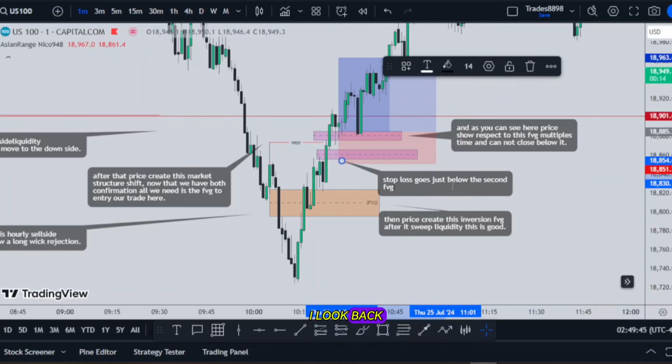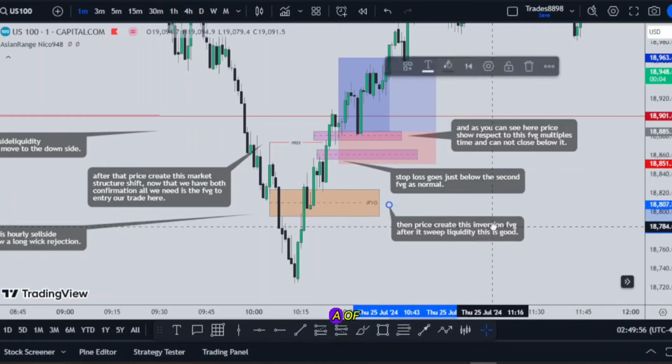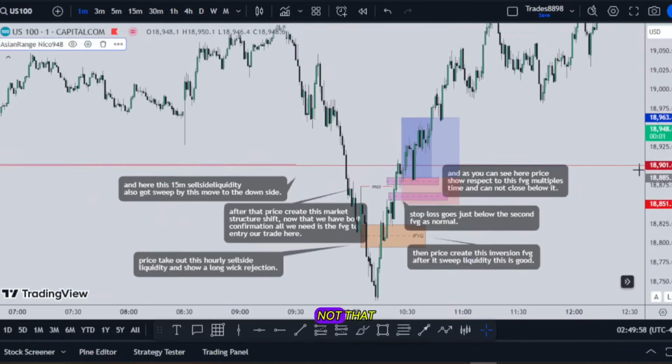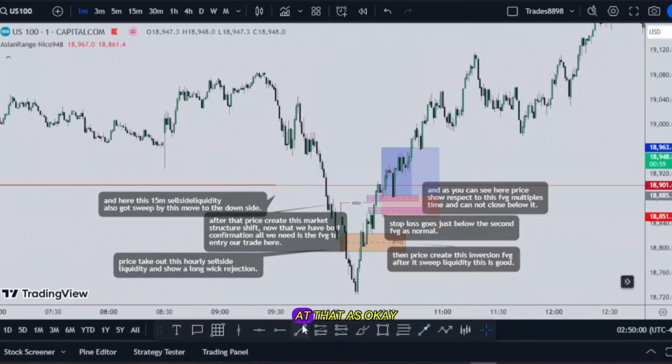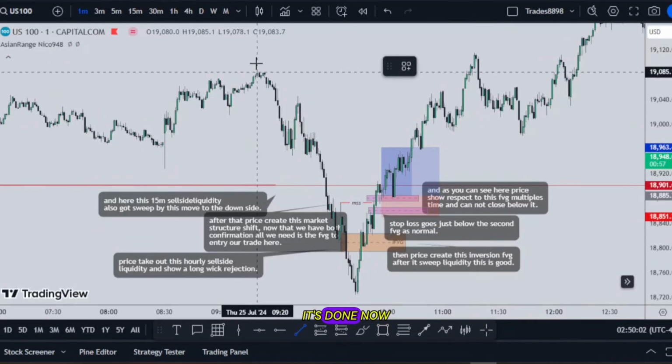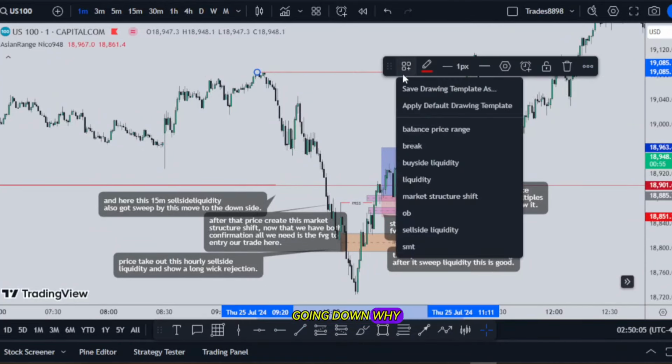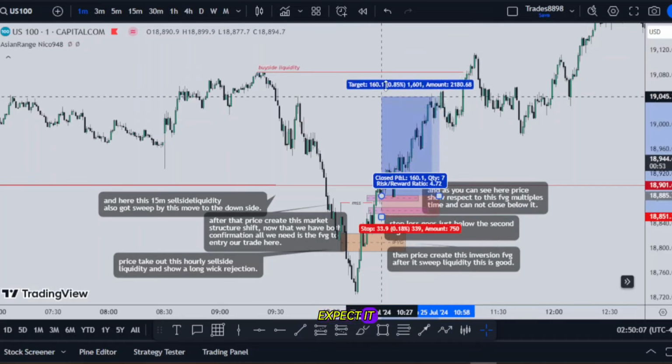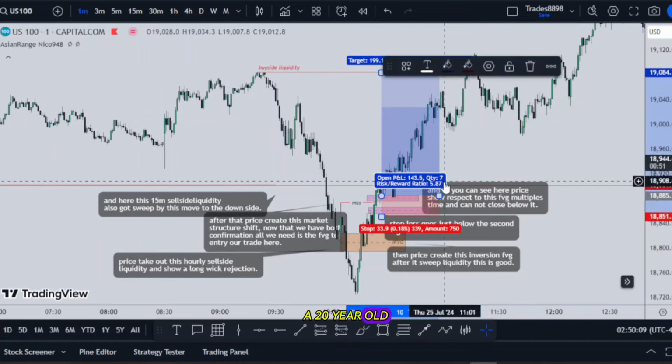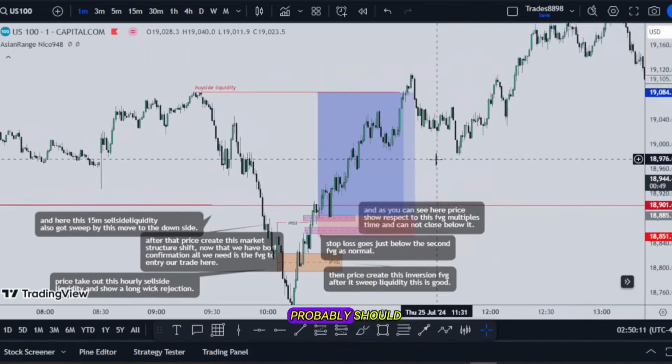And when I look back at my journals, it's the times when I'm trying to do like the Friday PM session where I'm buying right there. I was looking at that as some kind of a topping pattern. Not that it was a head and shoulders pattern, but I would have been looking at that as, okay, it's done. Now I should start going down. Why? I don't know. It just felt like I should expect it to go down there. And that's exactly how I traded as a 20-year-old. It probably should. Probably should.